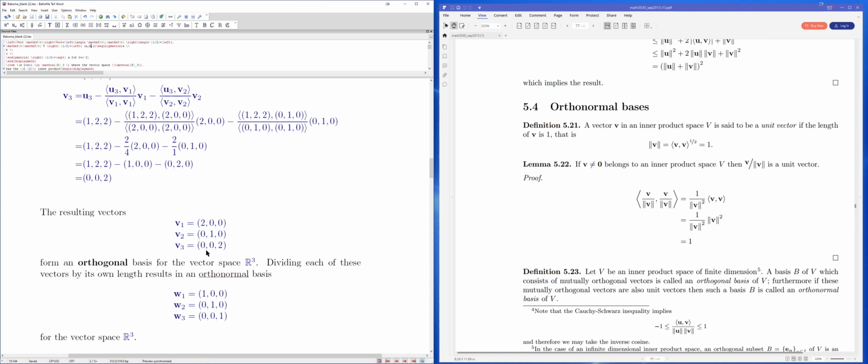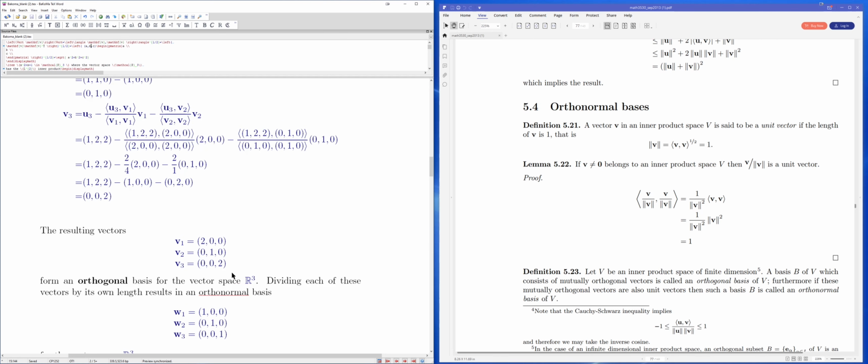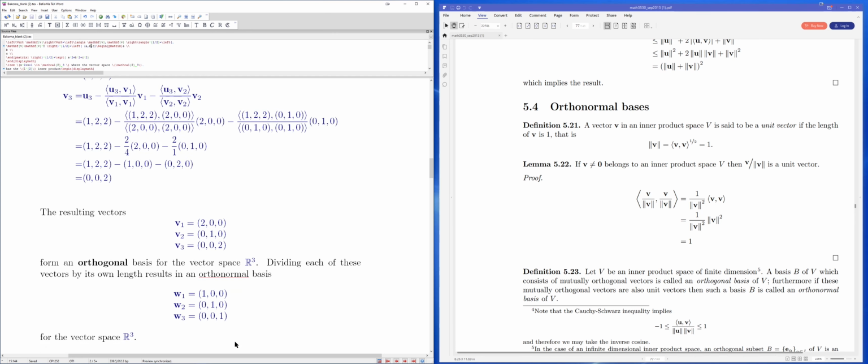Likewise, over here, this 0, 0, 2 has length 2, so I divide it by its own length to get 0, 0, 1. And now what I have is an orthonormal basis. So the Gram-Schmidt first gives you an orthogonal basis, and what you do is you just divide each vector in your orthogonal basis by its own length in order to get an orthonormal basis.